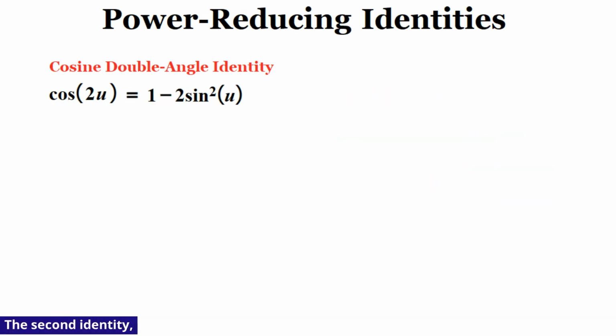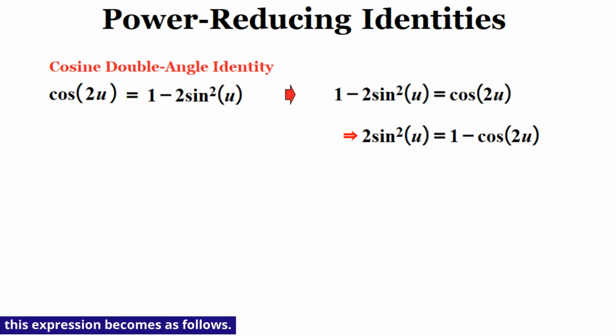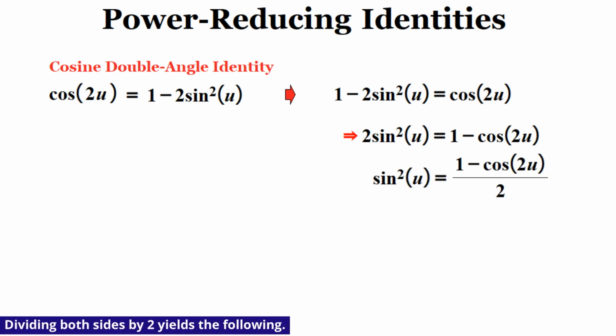The second identity, when rearranged for sine squared, this expression becomes as follows. Dividing both sides by 2 yields the following.